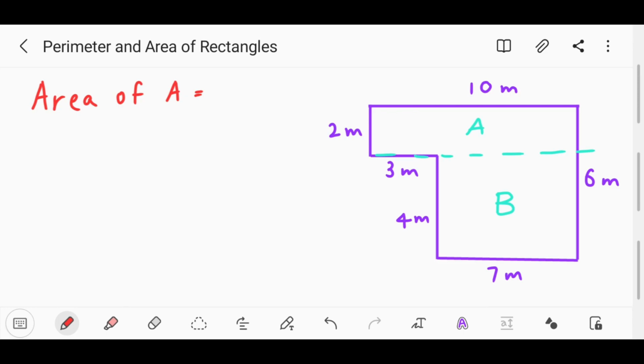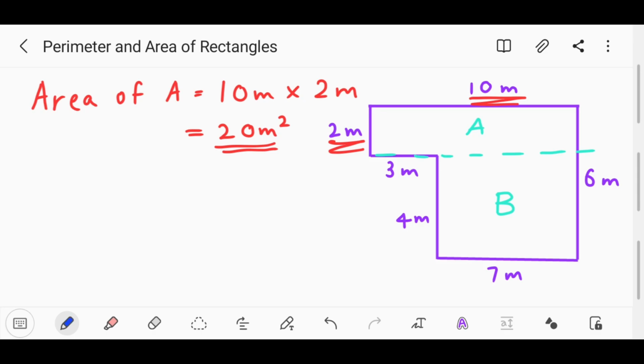We know that to find the area of a rectangle, we need to multiply the length by the breadth. So the length of A is 10 and the breadth of A is 2. So when we multiply 10 meters by 2 meters, we get the answer 20 meters square.